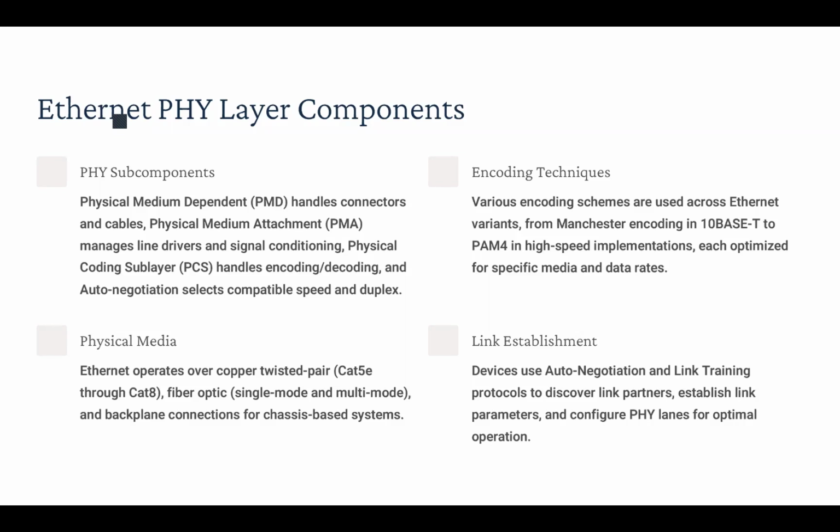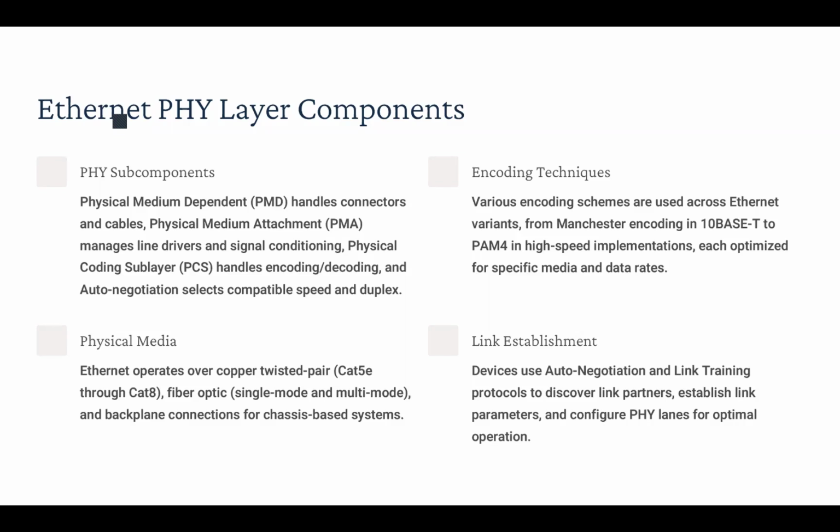The physical coding sublayer basically performs line encoding and decoding, which enables synchronization, DC balance, and error detection within the transmitted bit streams. The auto negotiation sublayer allows Ethernet devices to advertise and detect supported speed and duplex modes, which makes them select the best common operational parameters before initiating the data transmission.